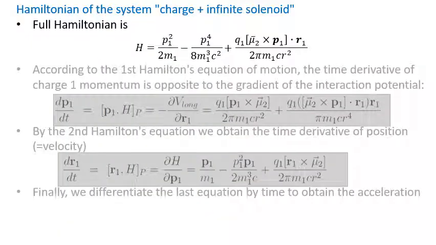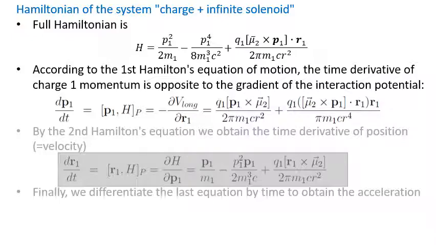As a reminder, here is our full Hamiltonian. The first term is the classical charge's kinetic energy. The second term is relativistic correction to the kinetic energy. And the third term is the potential energy of the interaction between the charge and the solenoid.